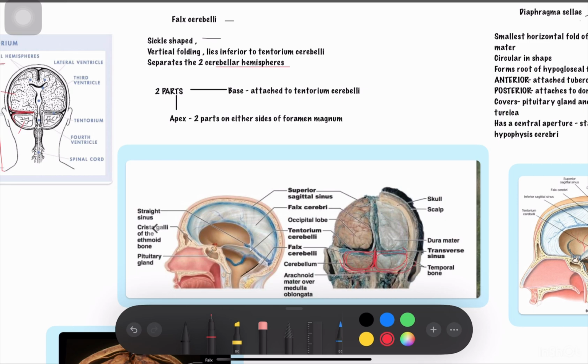It has two regions mainly, the base and the apex. The base is attached to the tentorium cerebelli. Over here, let me draw it in, this is the tentorium cerebelli. The base is attached to the tentorium cerebelli, and the apex region is on either side of the foramen magnum. This is the foramen magnum, as you know.